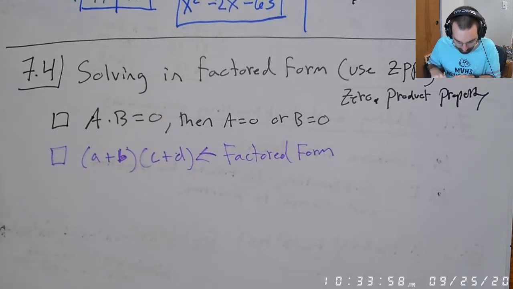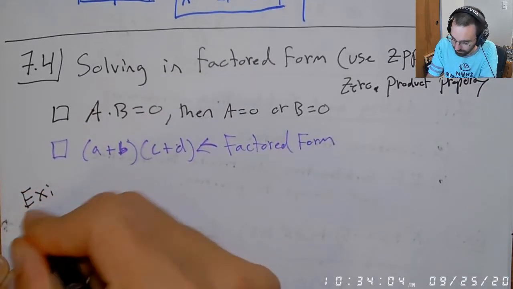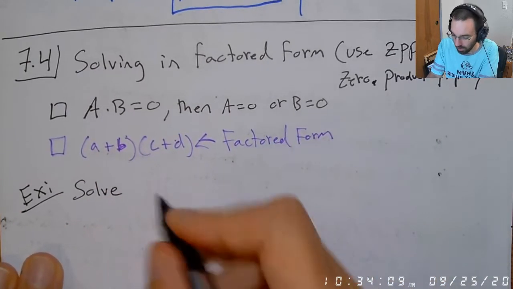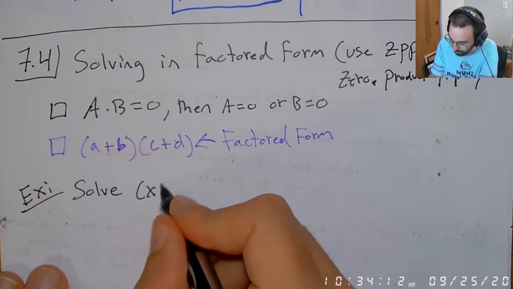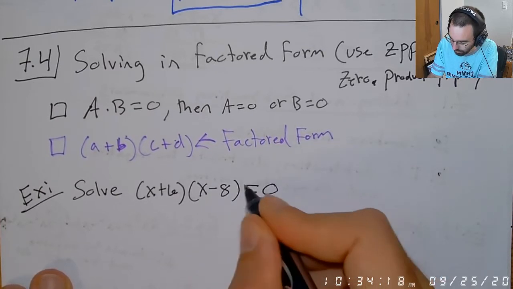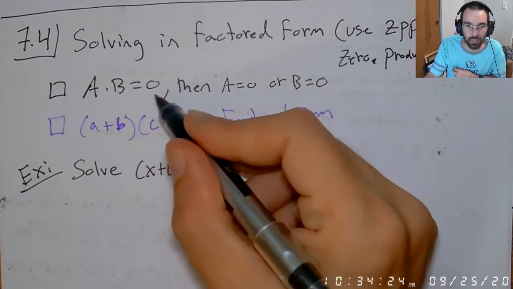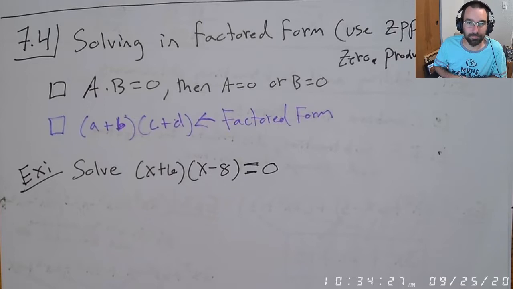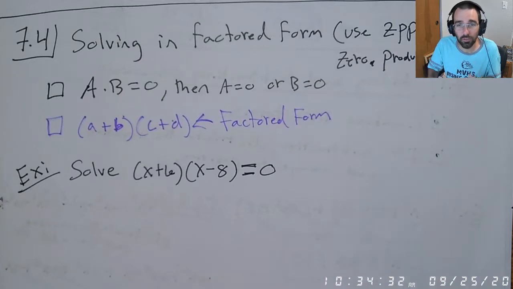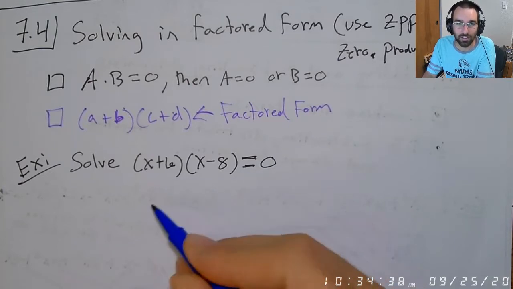All right, so for 7.4, we're just going to do one example. Okay, so it might say solve. There's that solve again. Solve, and then I might have x plus 6 times x minus 8 equals 0. Okay, we got to have that 0 there, right? That 0 is important because that 0 lets us do zero product property. Okay, so to do this, this is why it's super important, we're not going to multiply them.